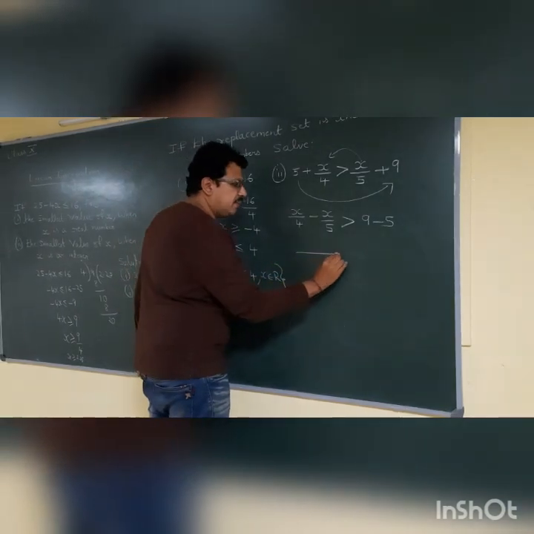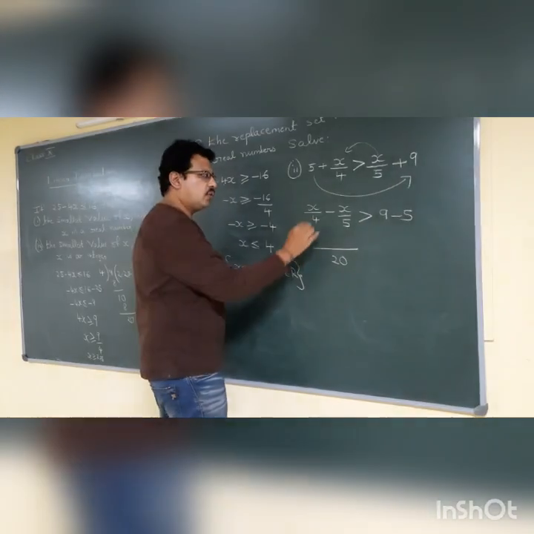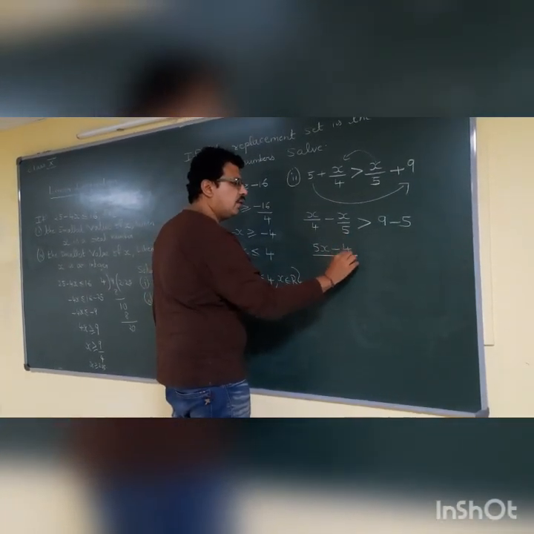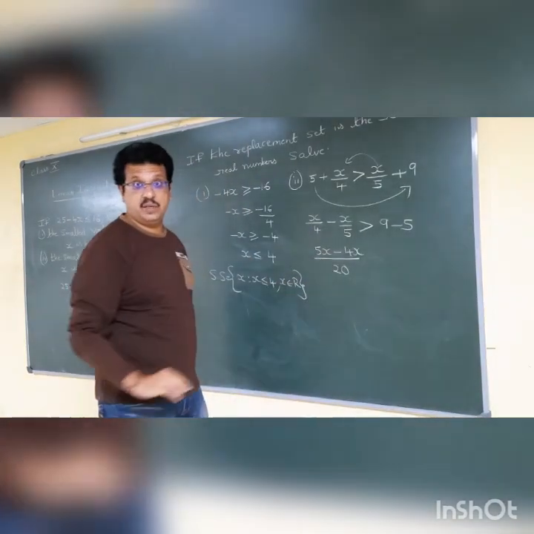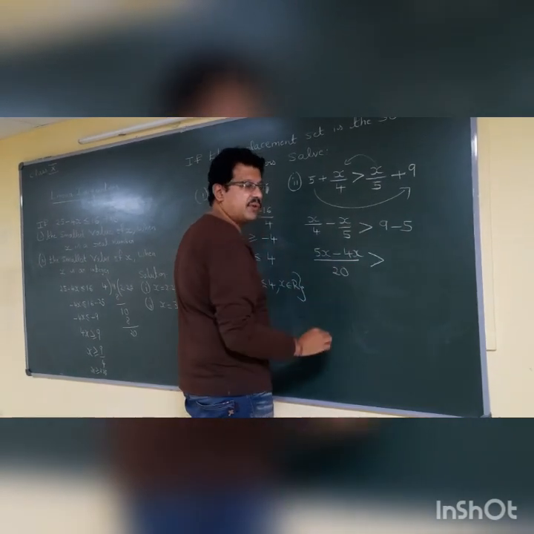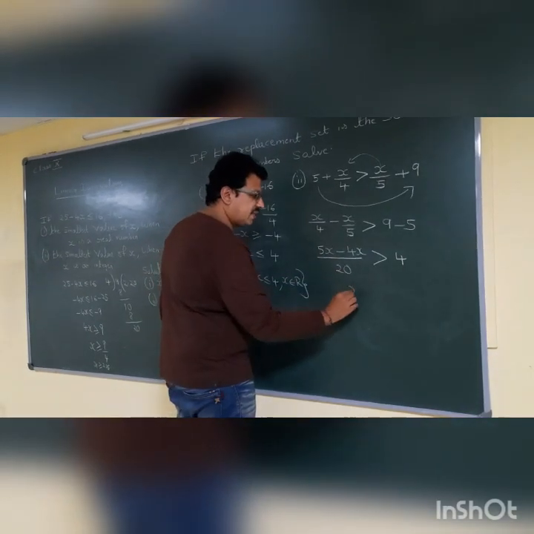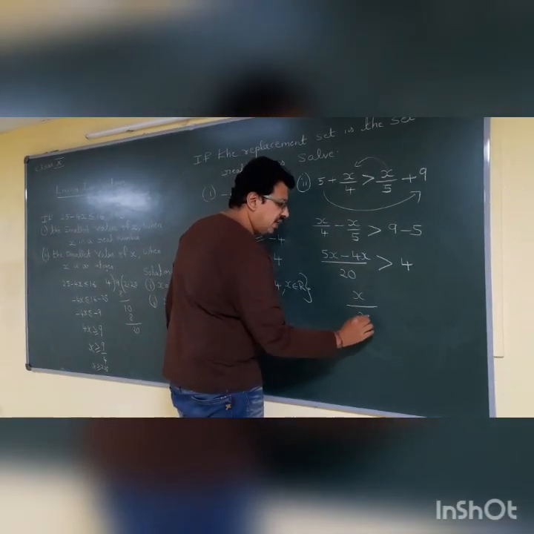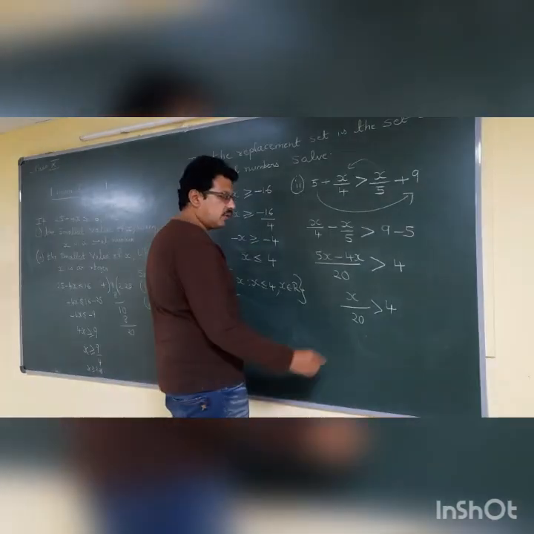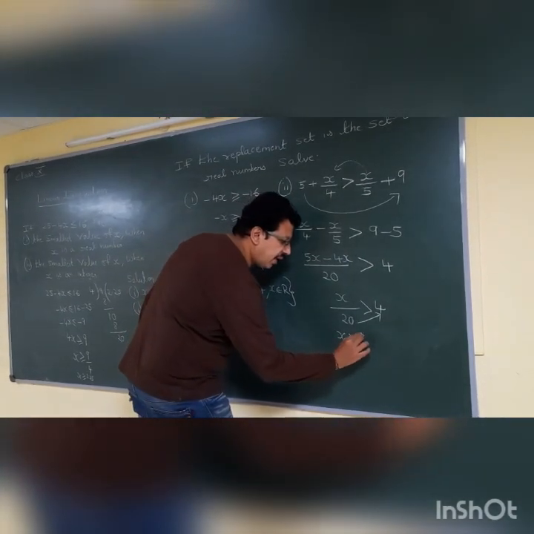Now let me take the LCM of 4 and 5, that is 20. 20 is the LCM. So 4 5s are 20, 5x, minus 5 4s are 20, 4x. I hope the LCM is very clear to all of you. Is greater than 9 minus 5, which is 4. So 5x minus 4x is x by 20 greater than 4. Or you can also just cross multiply. x is greater than 80.